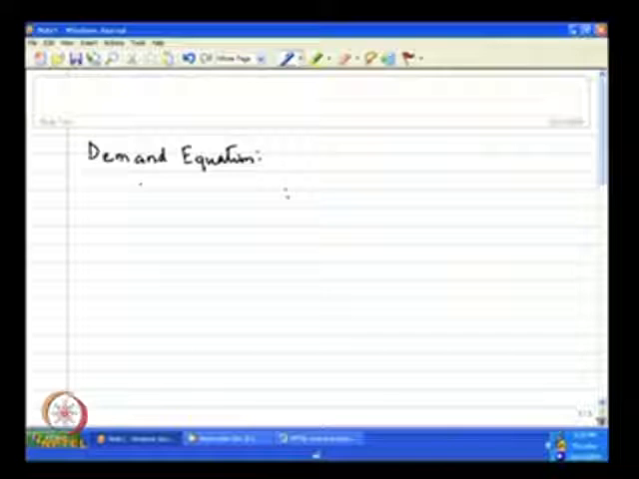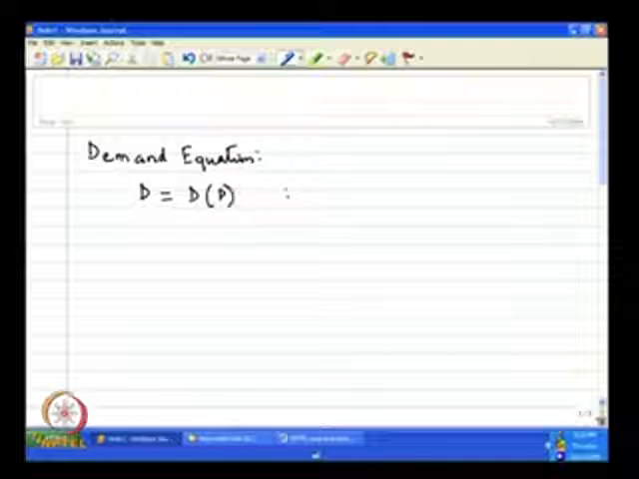So this is represented by D. Suppose D is the total quantity of the good that they are demanding. D is a function of P. P is the price of the good. So this functional relationship tells me that if the price of the good changes, the quantity that the demanders will buy from the market, they will demand from the market, that is going to change. But how is it going to change? Suppose price rises, does the quantity demanded rise? Does it fall? Does it remain constant?